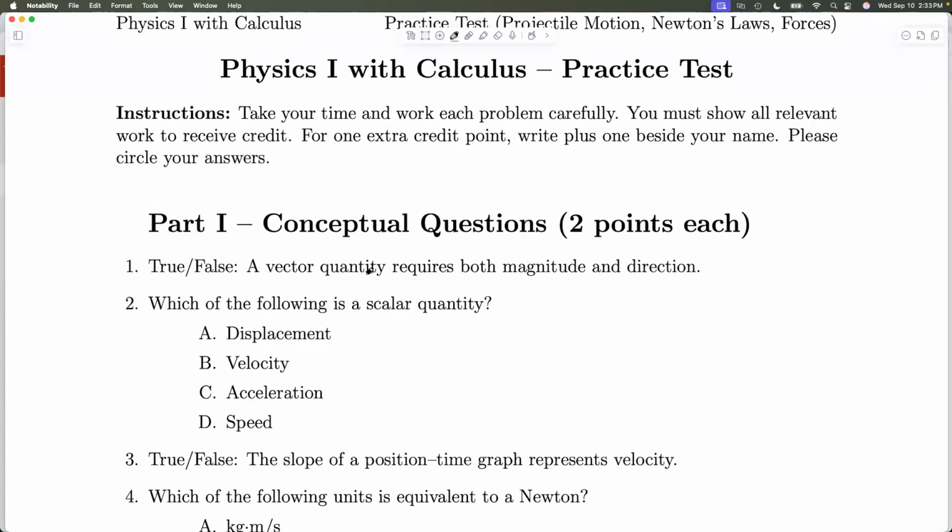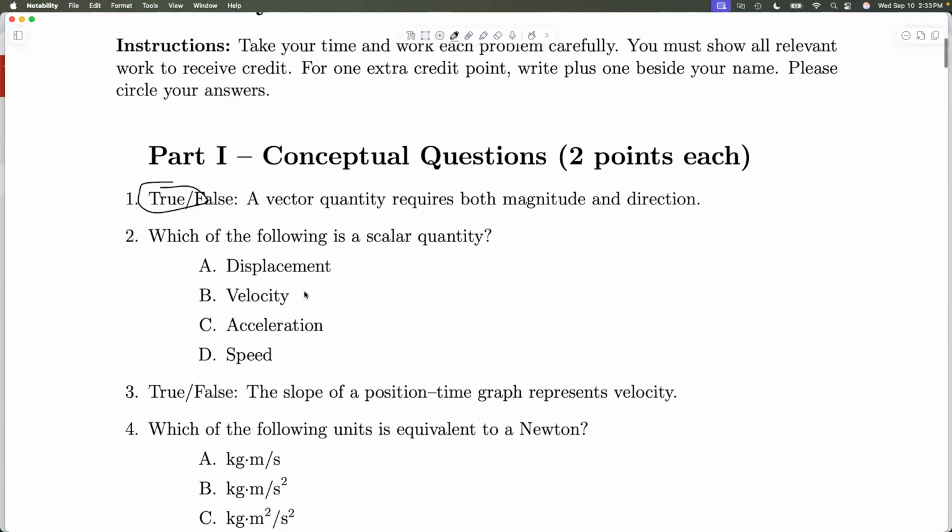A vector does require both magnitude and direction. That is true. Which of these is a scalar quantity? Speed.